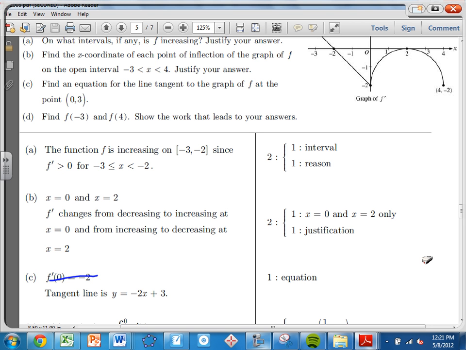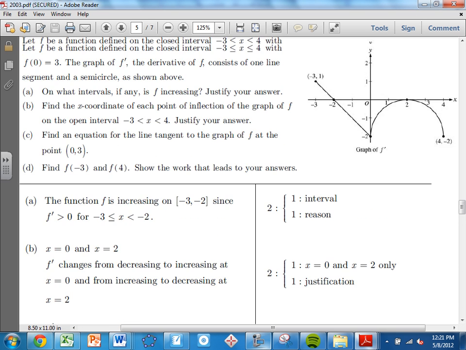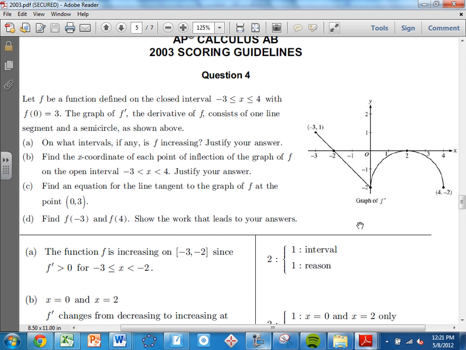All right, let's look at the last part now. It says, find f of negative 3 and find f of 4. Show the work that leads to your answer. And this is very tough, because you're given a derivative, right? You're not given the original. So you cannot by any means just say, the common mistake is this. People say f of negative 3 is 1, f of 4 is negative 2, I'm done. Like, come on, that's just too easy, right? That wouldn't make sense to be the answer. And again, you're given the derivative. That's not the original. So, what is the fundamental theorem saying then?